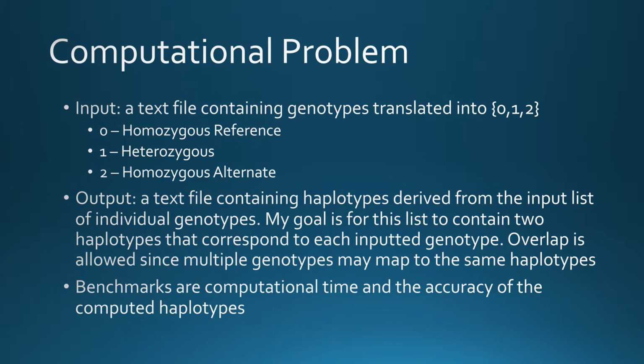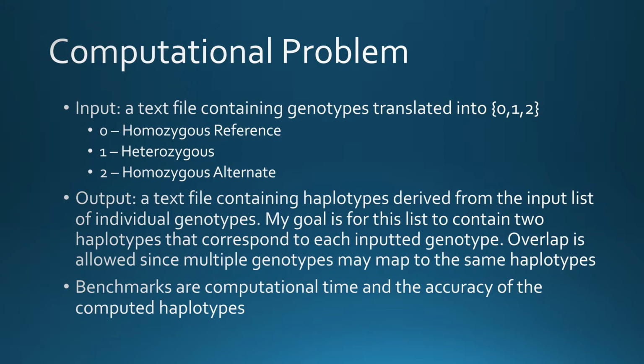The input to this problem is a text file that contains genotypes that have been translated into a form where the SNPs are either zeros, ones, or twos. Those correspond to 0 being homozygous reference, 1 heterozygous, and 2 homozygous alternate. The output of this algorithm is a text file that contains the haplotypes that we've derived from the input list of individual genotypes.